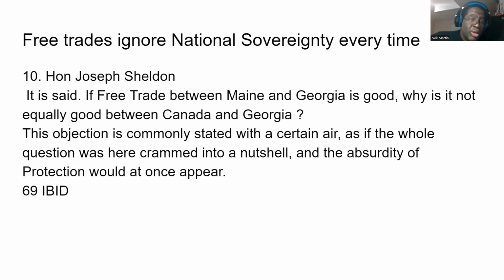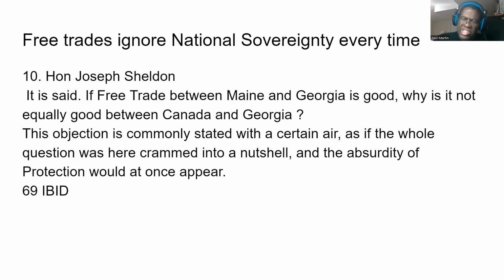It is said, if free trade between Maine and Georgia is good, why is it not equally good between Canada and Georgia? That's what a free trader is saying. This objection is commonly stated with a certain air, as if the whole question was crammed into a nutshell and the absurdity of protection would at once appear.